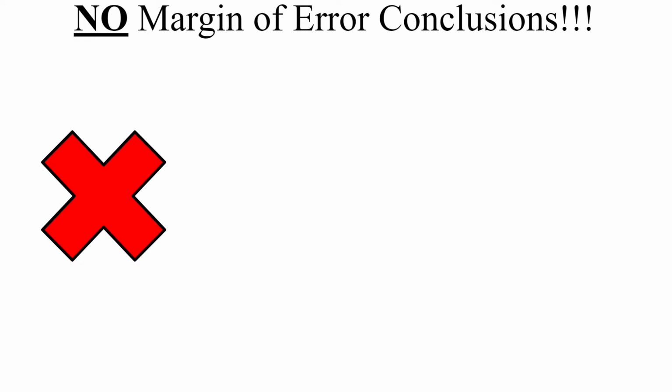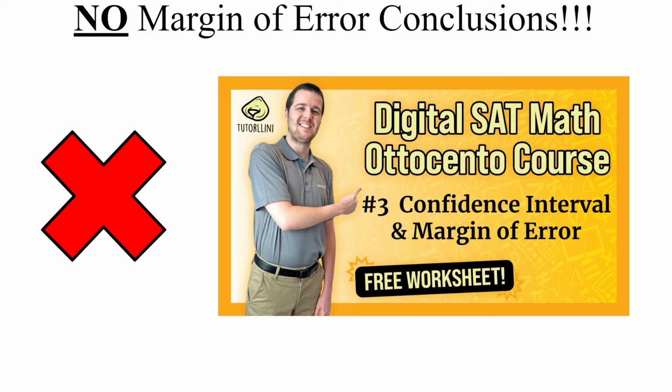Okay, so quick disclaimer. We are not going to be covering margin of error conclusions, like what the confidence interval tells us, how margin of error affects sample size, things of that nature, simply because we already covered it in Ottocento number 3. So if you want to learn more about that, go check that video out. In this video, we're going to cover every other type of statistics conclusions question you might see.